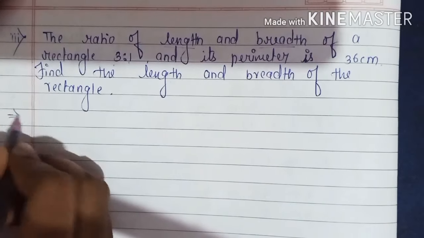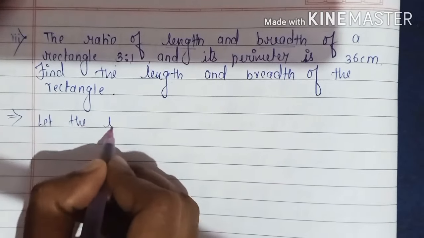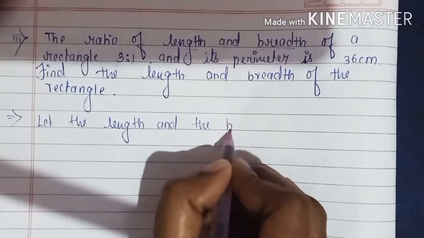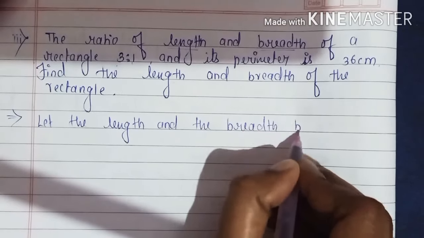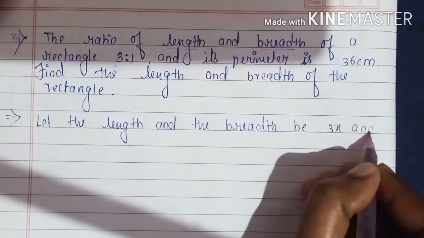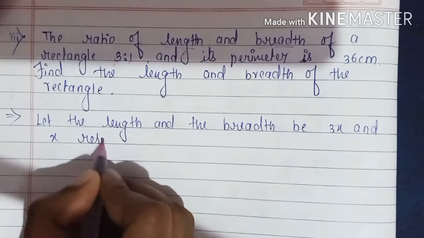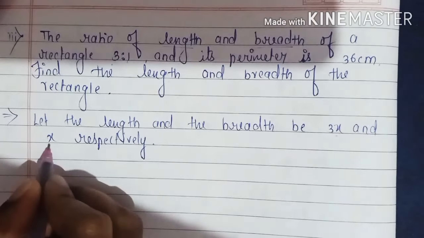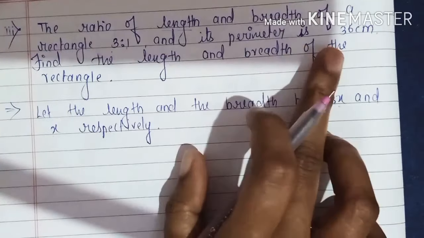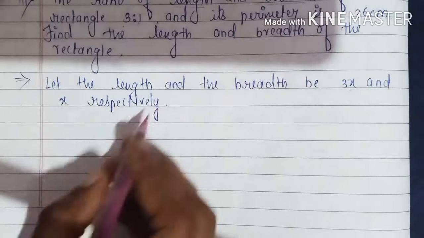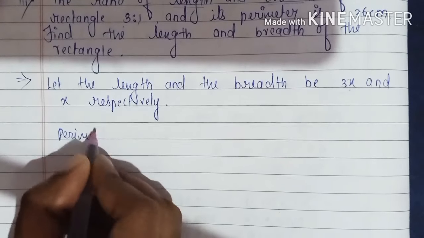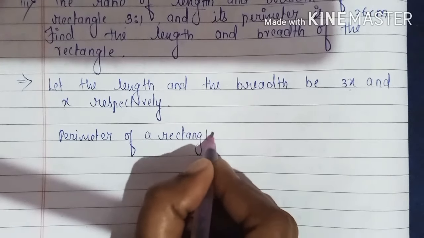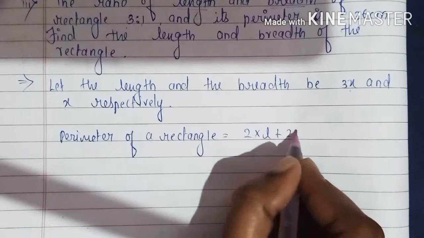So here first of all we will consider, let the length and the breadth be 3x and x respectively. So we have considered the length and the breadth of the rectangle as 3x and x. So here the value of perimeter is given. We know the formula of perimeter of rectangle. So we will write the formula of perimeter of a rectangle. The formula is 2 into length plus 2 into breadth.